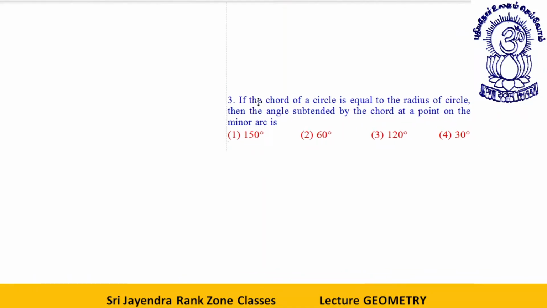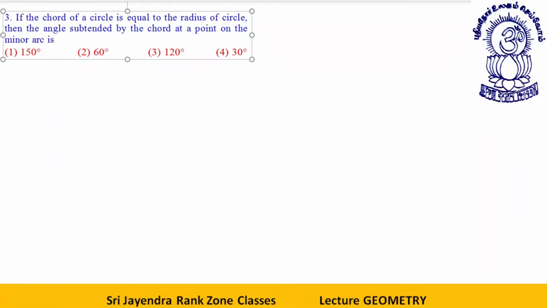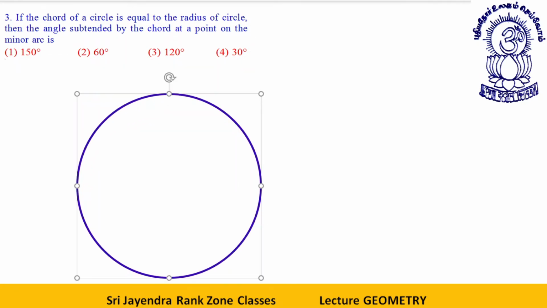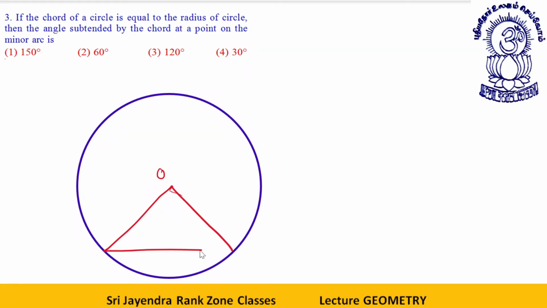The angle on the minor arc is what, dear students? This is like this. We have a chord of a circle that is equal to the radius of the circle. Let's say this is the center of the circle O. This is the radius. This is also the radius. This is the chord of the circle. This is R, this is R, and given this is also R. The angle subtended at any point on the minor arc is what?